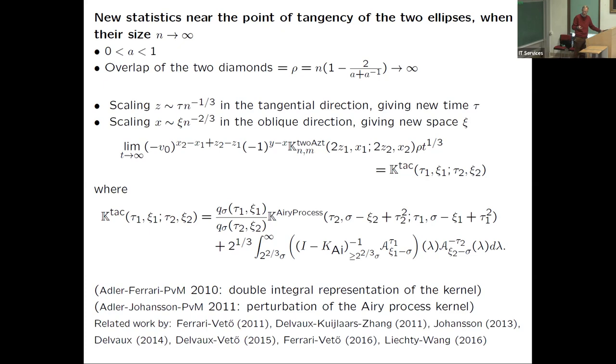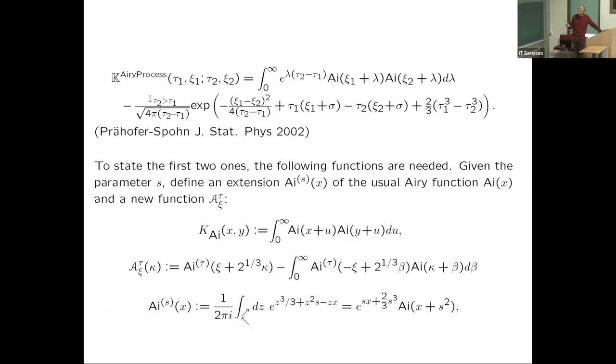So there's a whole literature on that, and even more recently there are things which have been done by Ferrari and Liechti and Wang, etc. And in fact, the extended Airy process kernel is given by a formula which we know from Herbert Spohn's paper in 2002 in the Journal of Statistical Physics. So it's this kind of object here.